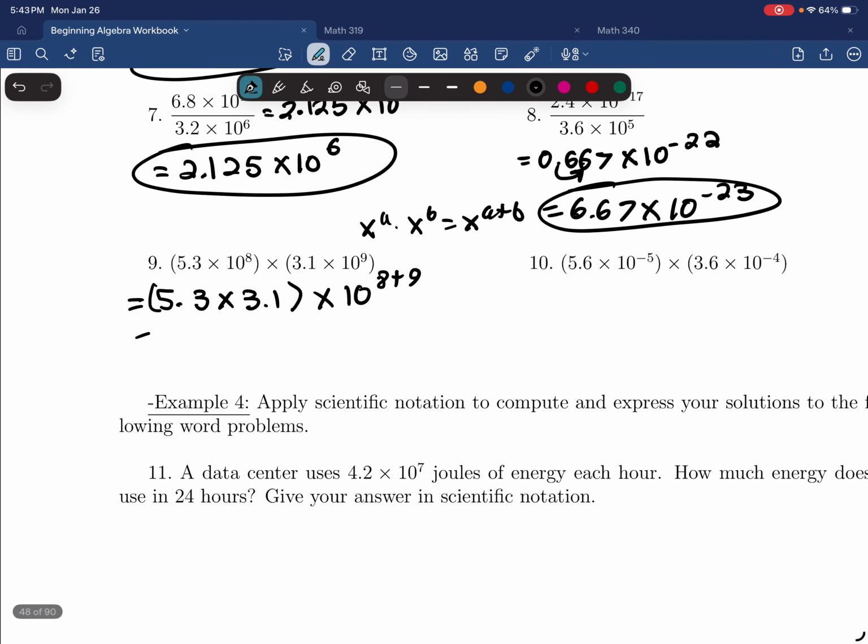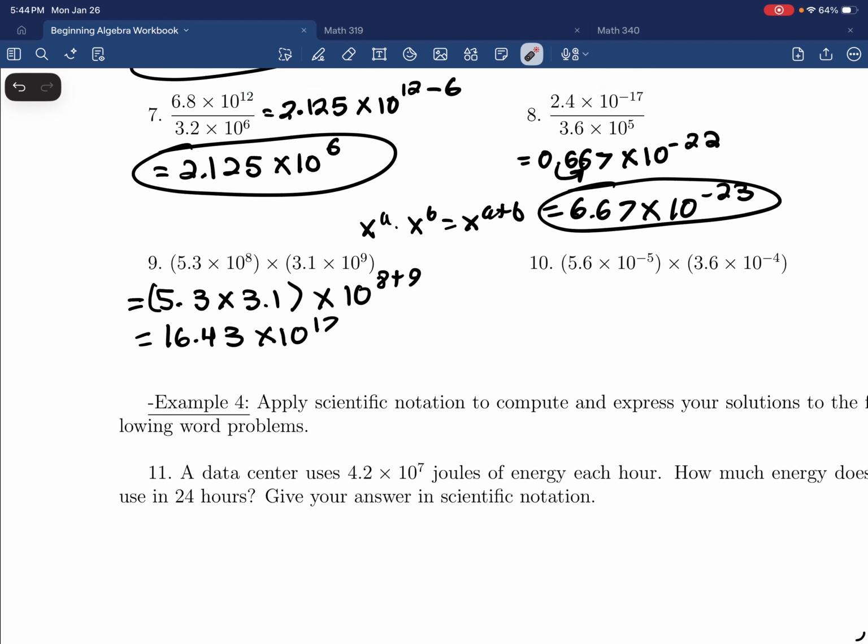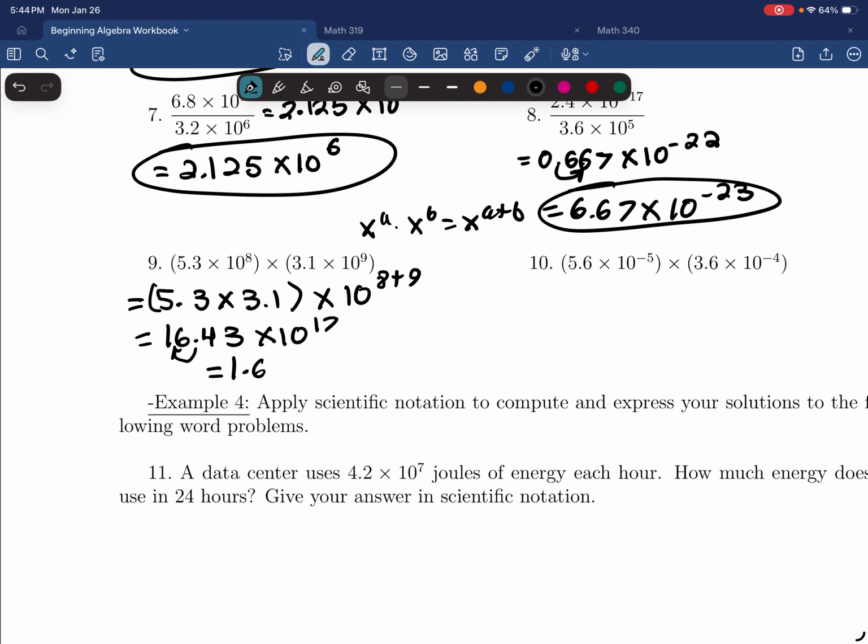So this becomes 16.43 times 10 to the 17th power. Now, this is not our final answer because our a value here is greater than 10. So we just need to move this decimal place over by 1. So we get 1.643 times 10 to the 18th power.